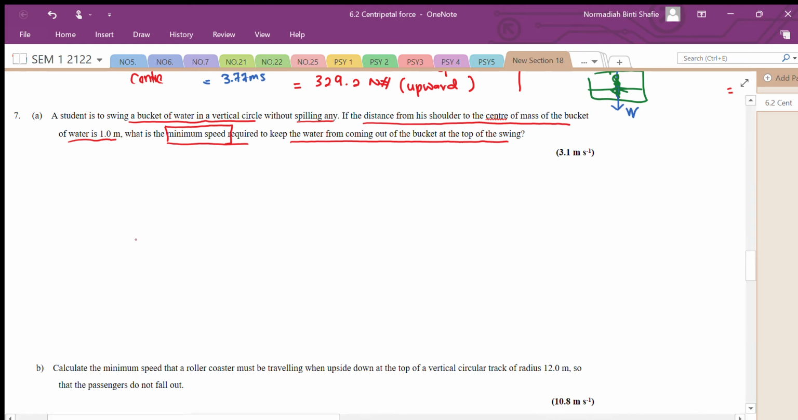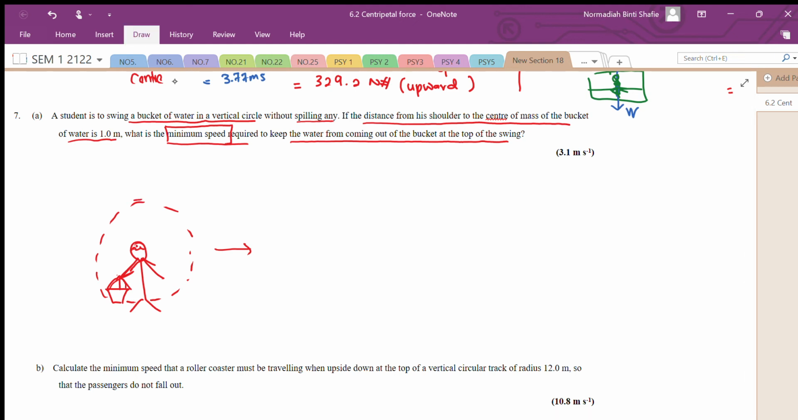Okay, kita ada seorang pelajar. Okay, pelajar ni first kali dia pegang bucket water and then dia pusingkan. Okay, pusingkan bucket of water. Lebih kurang macam ni lah ya. Okay, pusingkan. So, soalan dia nak kita cari at the top of the swing. So, at the top of the swing pada bahagian atas lah. Okay, so kita lukis, at the top of the swing.